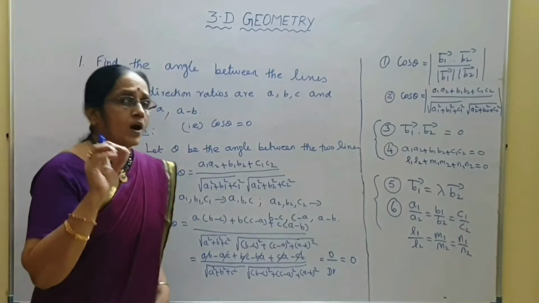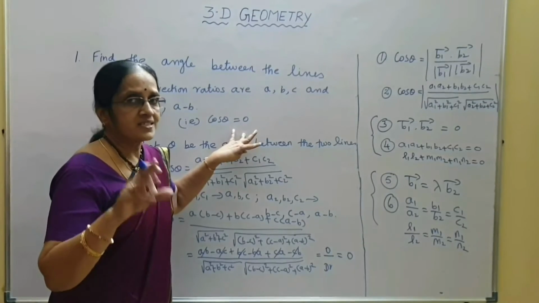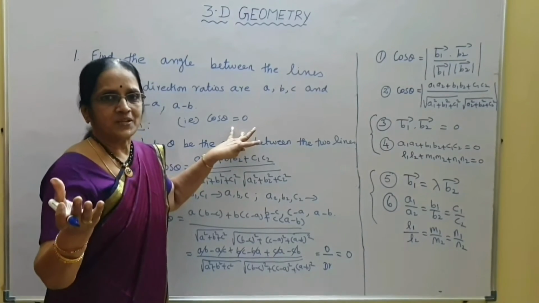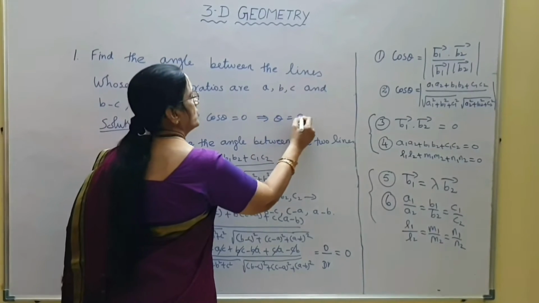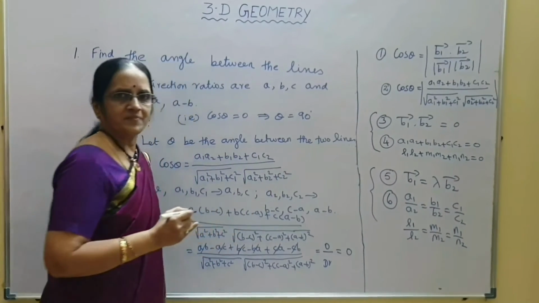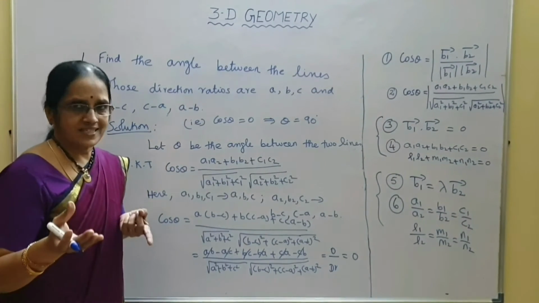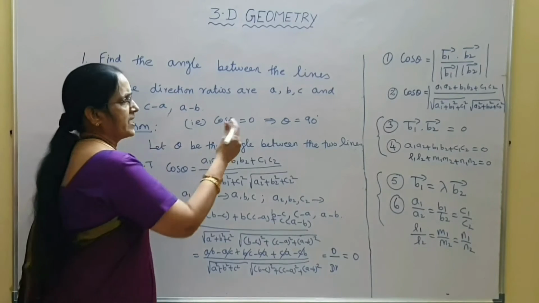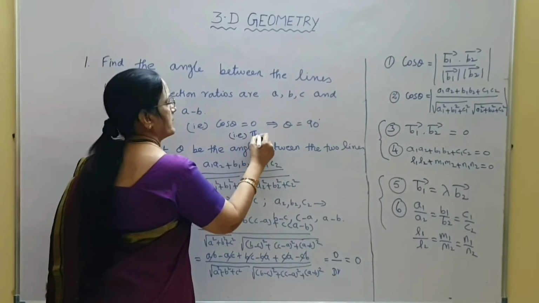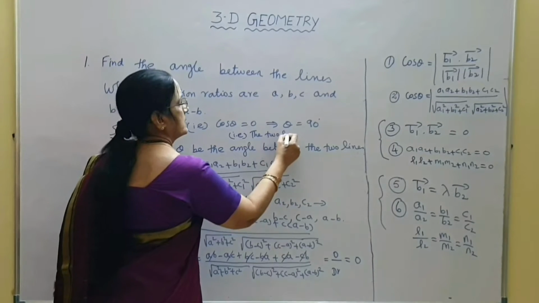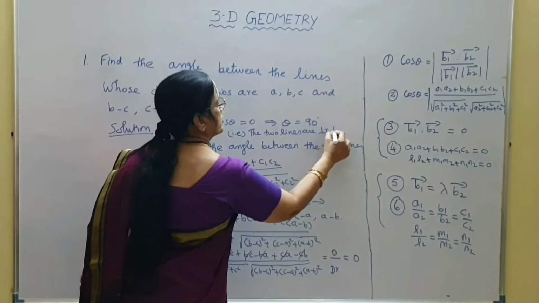Tell me what value of theta? Cos theta is 0. You know that cos 90 is 0. So this implies theta is equal to 90 degrees. Or in other words, the two lines are perpendicular to each other. So you can write both. That is, the two lines are perpendicular to each other.